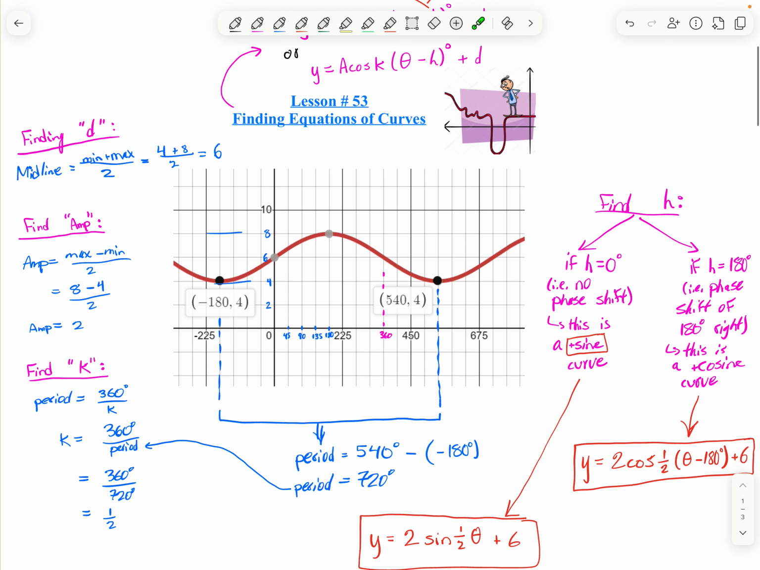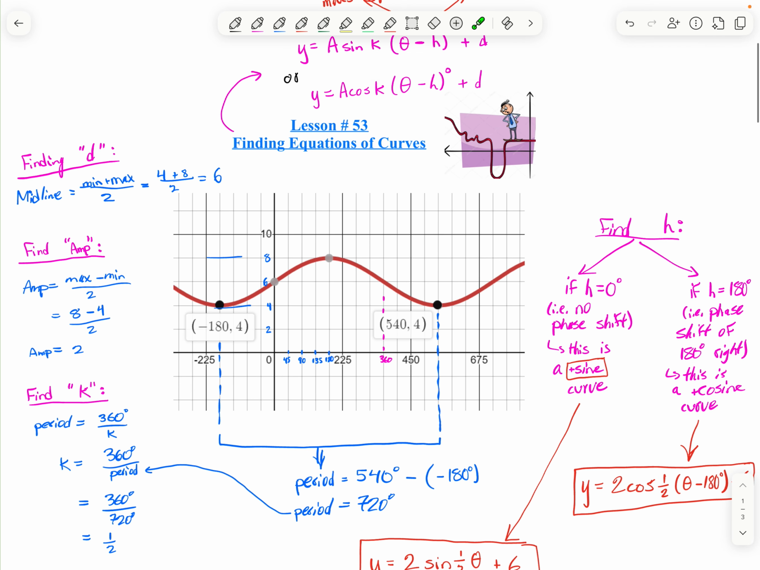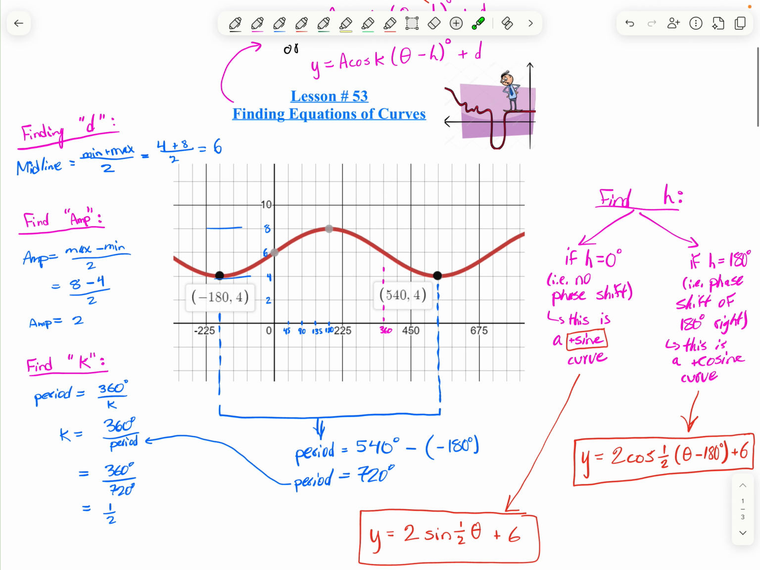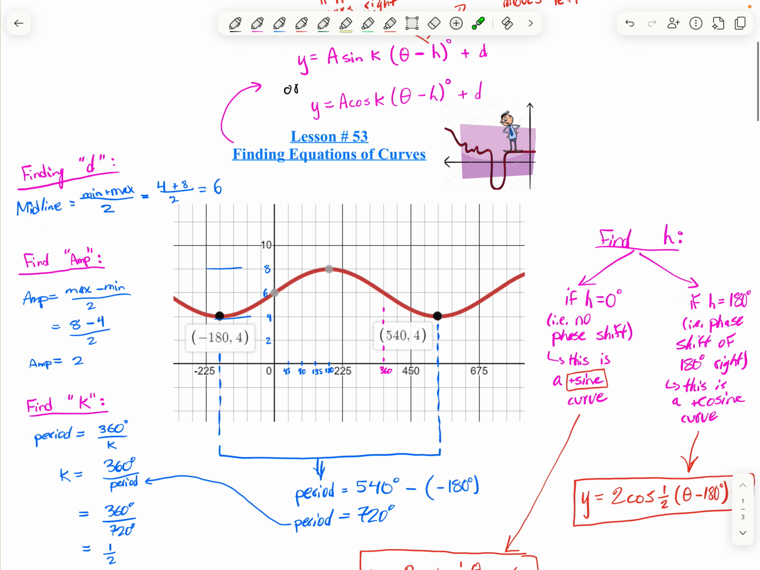Let's start with the first graph here. I know it's been completed for us, but let's walk through what's going on. I can see clearly that the lowest point is 4 and the highest point is 8. From that, I can find the midline, the equation of the axis, the EOA. That's going to be 8 plus 4 divided by 2, as we've done here, and I get my D value of 6. So the equation of the axis is y equals 6.